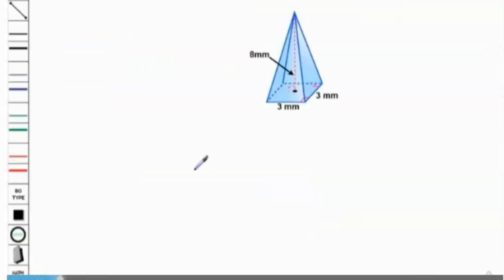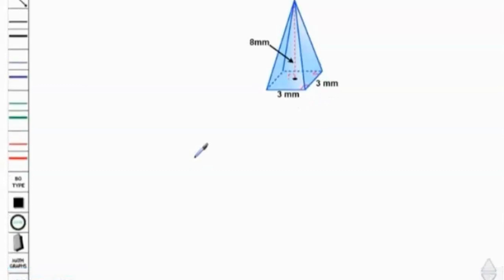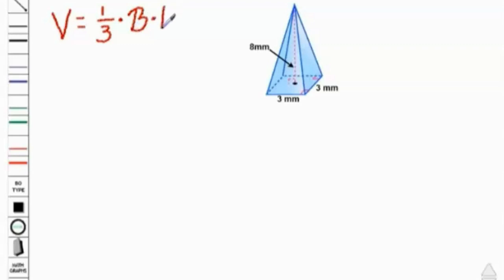Find the volume of the pyramid, round to the nearest tenth if necessary. Well, the formula that we need to use to find the volume of this pyramid is 1/3 times the area of the base times the height of the pyramid. So, by looking at our picture, the first thing that we need to do is look at the base. The base is a 3 by 3 square.